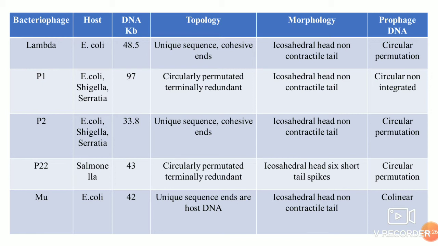Mu is simplest because you would have already studied it in BSc, that is, transposition is unique in Mu because of the presence of end sites and transposase enzyme. P1, P2, P22, and then lambda, you have to concentrate on the repressor systems.